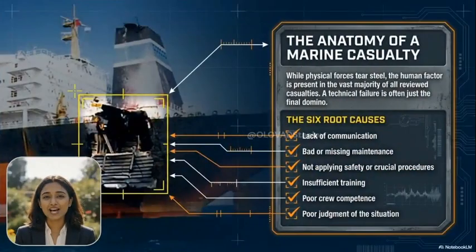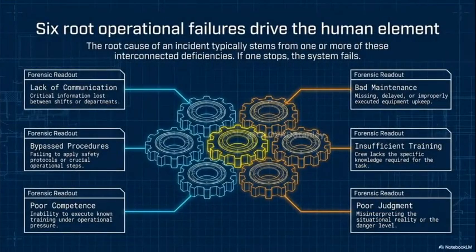This creates a widening risk gap, where single human errors can no longer be caught by redundant personnel. Behind every marine casualty is an anatomy of failure. While physical damage is the final result, the root causes usually stem from human factors like poor communication, inadequate training, or flawed judgment. These failures are interconnected, whether it's missing maintenance, bypass procedures, or poor competence. If one of these critical operational links breaks, the entire system is at risk.